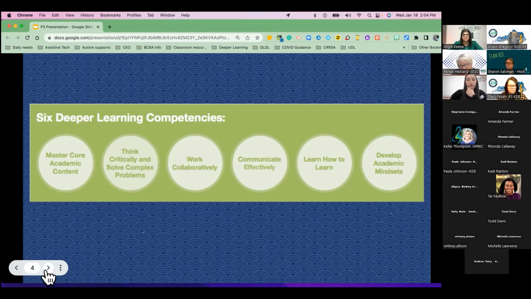Competency 3 on your screen is working collaboratively. This encourages teachers to have students working together to complete tasks and communicating and incorporating multiple points of view to meet goals. This leads directly into the fourth competency of communicating effectively, in which students clearly organize ideas and thoughts and both give and receive clear feedback.